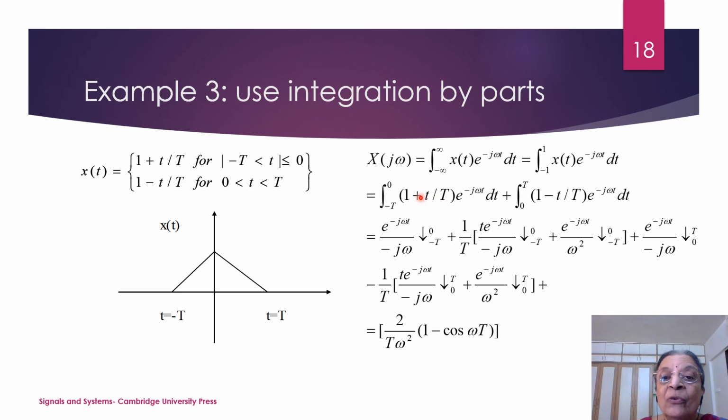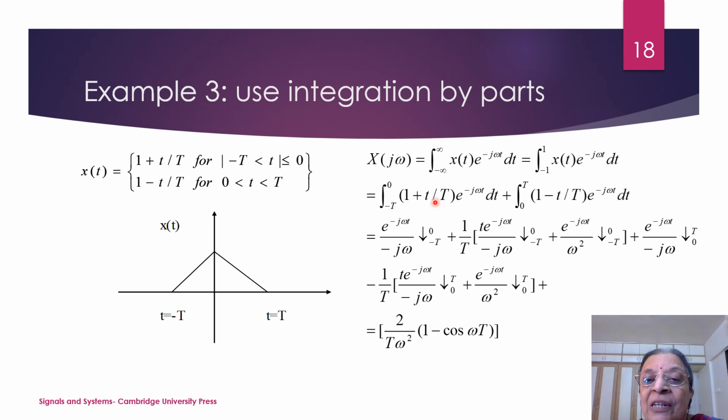Now, when I want to find out the integration of 1 into e raised to minus j omega t, it is straightforward. But when I want to find out the integration of the product t by T into e raised to minus j omega t, I'll have to use integration by parts. It gives t into e raised to minus j omega t upon minus j omega plus e raised to minus j omega t upon omega square, integrated from minus T to 0. So it is the first term into the integration of the second, plus the integration of the derivative of the first one into the corresponding integration of the second term. So this is what is called integration by parts.